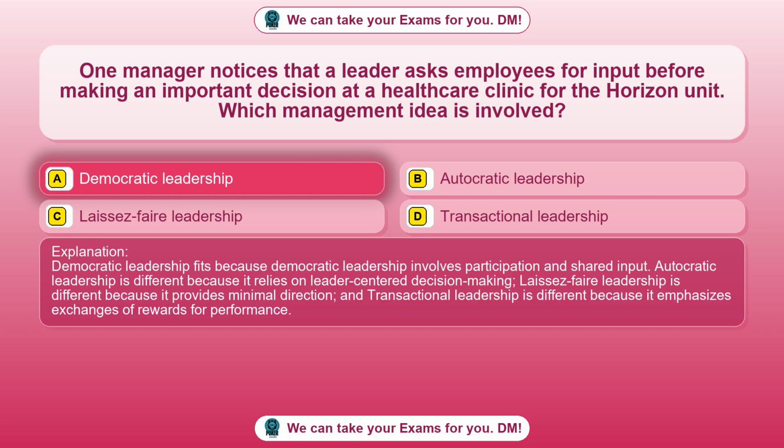Democratic leadership fits because democratic leadership involves participation and shared input. Autocratic leadership is different because it relies on leader-centered decision-making.